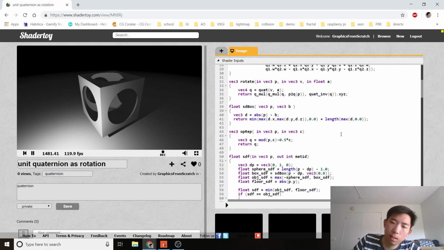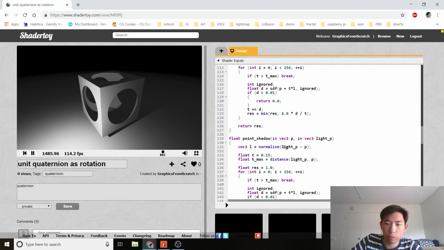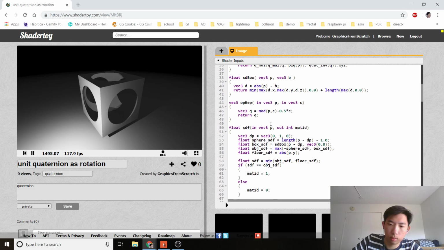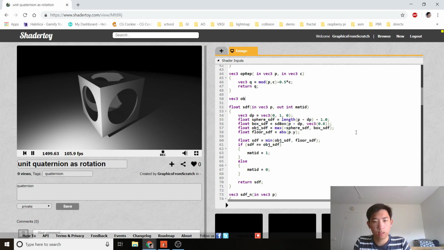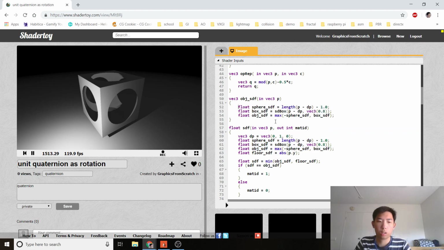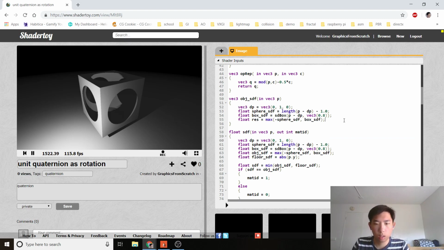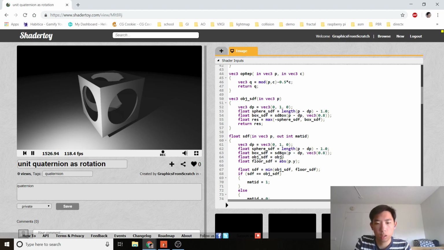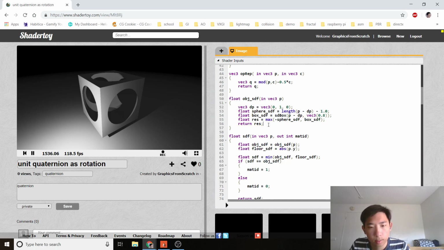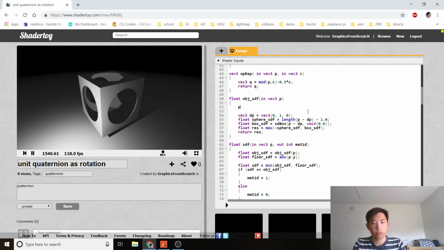All right, so ostensibly, this should be the rotation quaternion here. Remember, we're going to apply these to the points that we're testing. Let me just pull this out. So SDF, the strange object. What we're going to do is before P gets passed to anything, we're going to rotate it. Let's just say we rotate it along the y-axis.